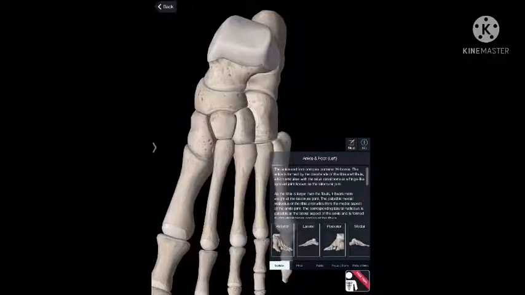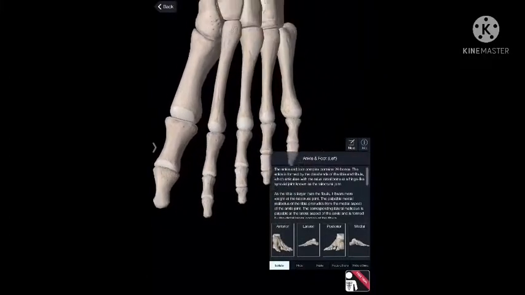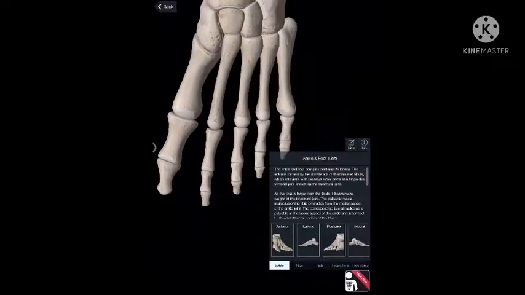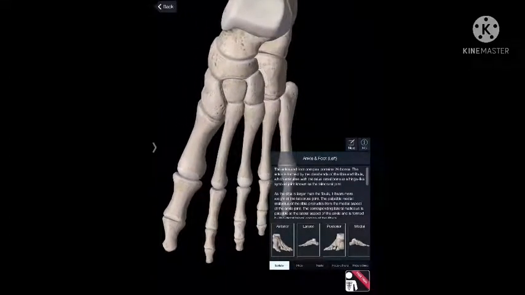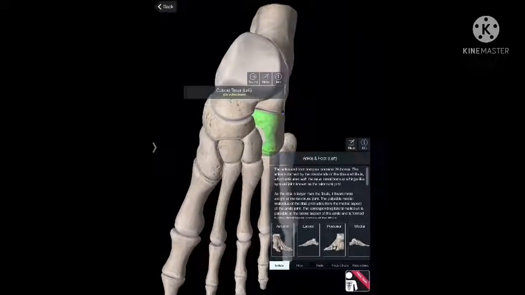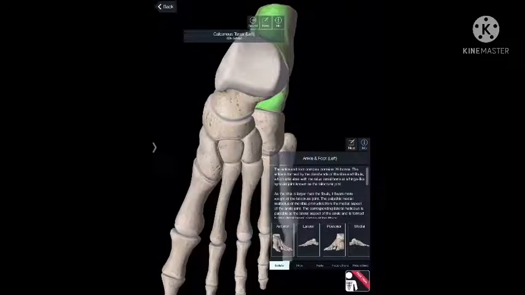So the foot is divided into the forefoot, which includes the metatarsals and the toes, the midfoot, which includes the 3 cuneiforms, the navicular, and the cuboid, and the hindfoot that includes the talus and the calcaneus.